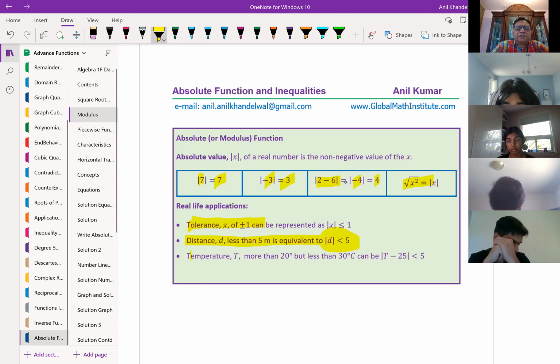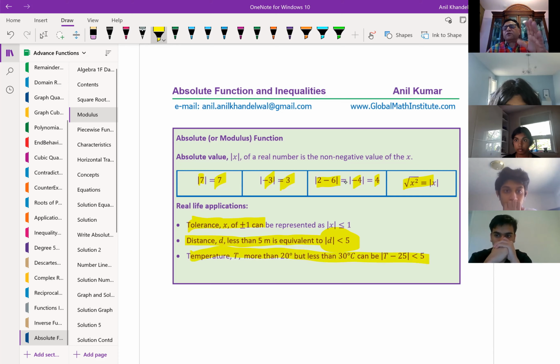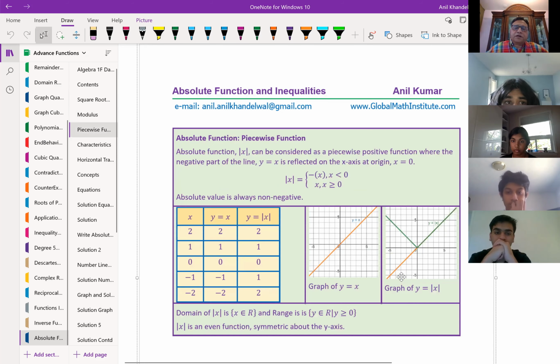And in temperatures also, we have seen the tolerance. Every time we forecast something, we say, well, the temperature will be plus or minus 1 degree, but around 20 degrees, for example, correct? So that is how we use absolute functions. Now let us see how we interpret the graph of an absolute function, okay?